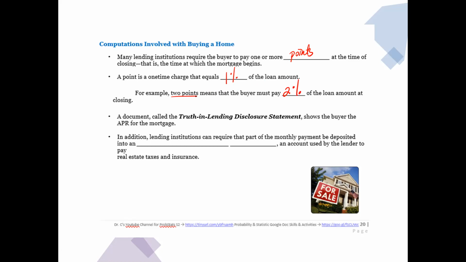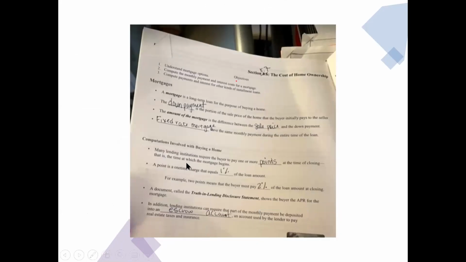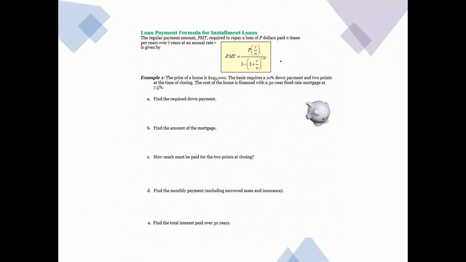In addition, the lending institution can require that part of the monthly payment be deposited into an escrow account. All of these fancy legal terms. An escrow account is an account used by the lender to pay real estate tax and insurance. All right, this is a crazy little formula we're going to be using. Go ahead and read example 1.